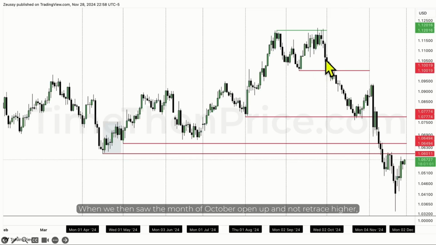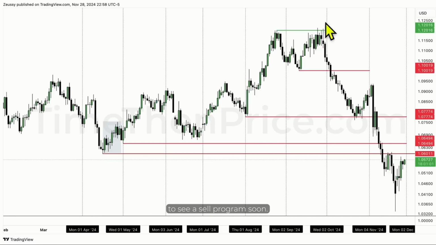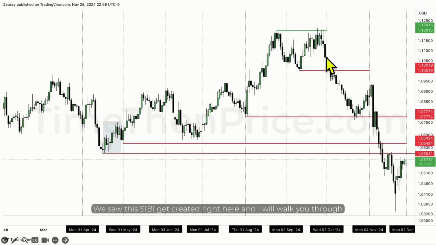When we then saw the month of October open up and not retrace higher, but straight away drop towards the downside, to me that was the confirmation that we would likely begin to see a sell program soon. We saw this CB get created right here, and I will walk you through what this CB is in a bit. And we saw the market begin to trade below the September low.